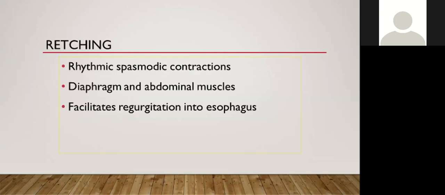So what about retching? Retching is rhythmic spasmodic contractions. When we start with nausea and go on to the process of vomiting, in between you've got the mechanical symptom of retching, where there are contractions of the muscles involved, both the diaphragm and the abdominal muscles. That causes regurgitation of the contents from the stomach to the esophagus. That whole process is retching. Next slide, please.